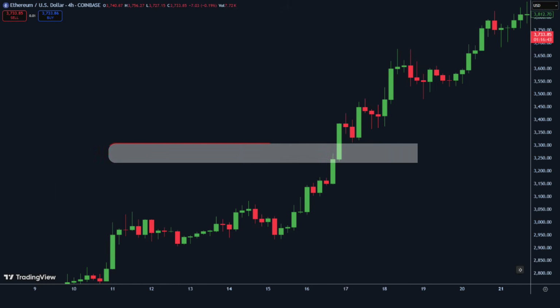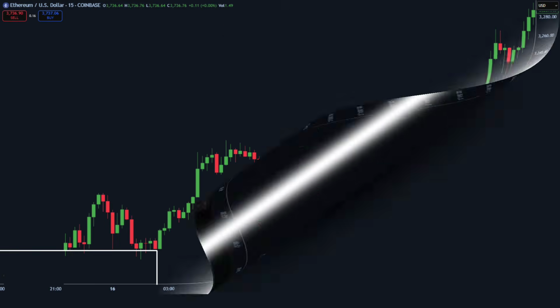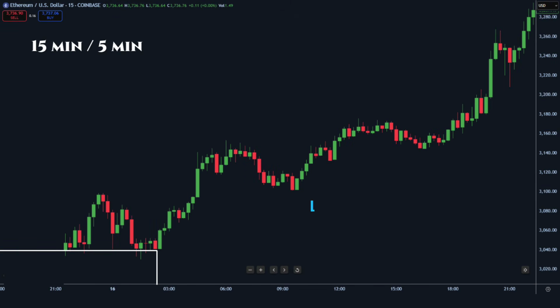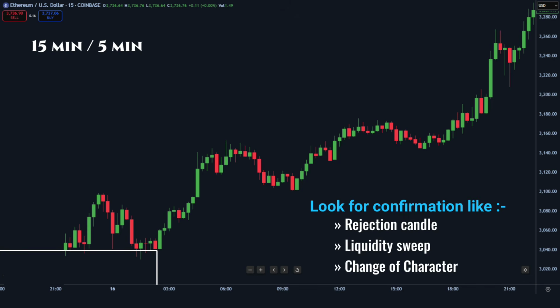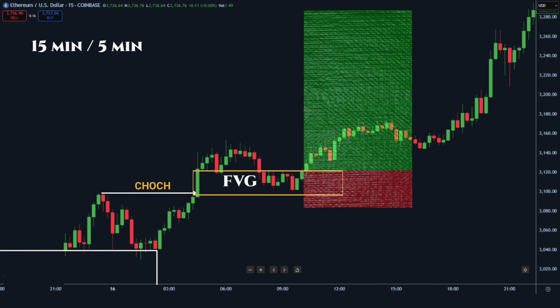Now let's talk entries. How to trade a fair value gap. Entry setup. Here's a step-by-step breakdown. Start on the 4-hour or 1-hour chart. Find a large momentum candle with an FVG. Mark the FVG zone. Wait for price to return to the gap. Drop to the 15-minute or 5-minute chart. Look for confirmation: rejection candle, liquidity sweep, change of character. Enter with a stop beyond the gap, and target the next liquidity or structural level. This method is used by smart money traders to catch clean, low-risk entries.